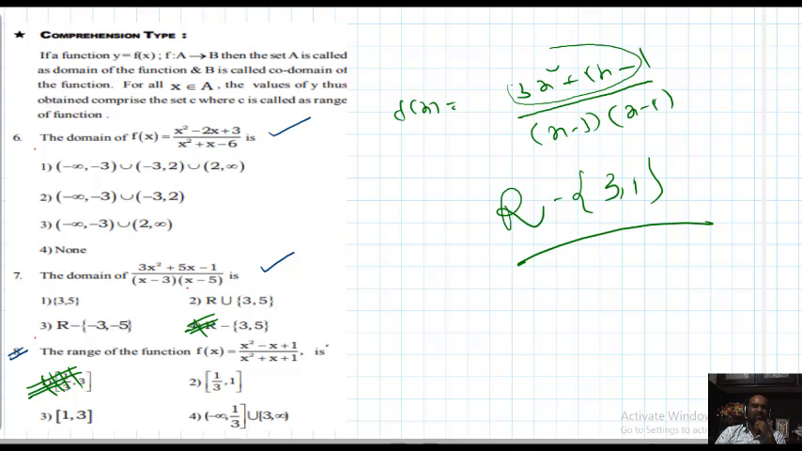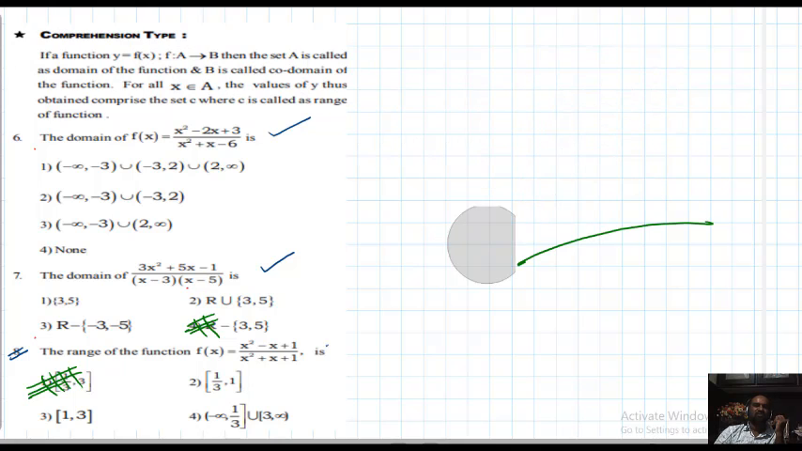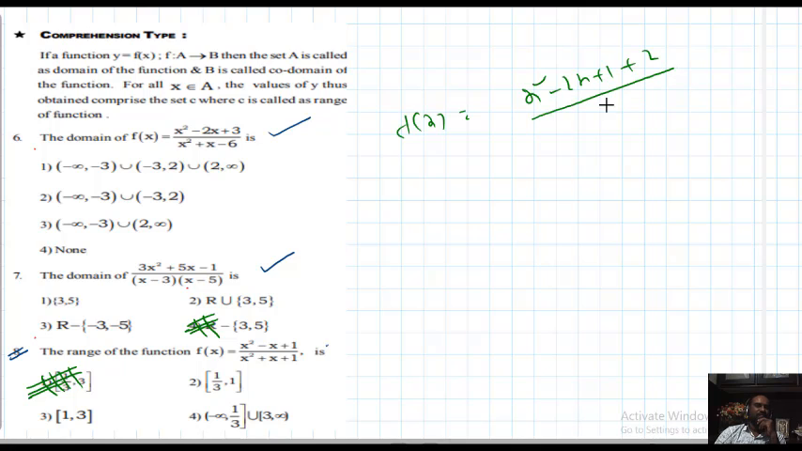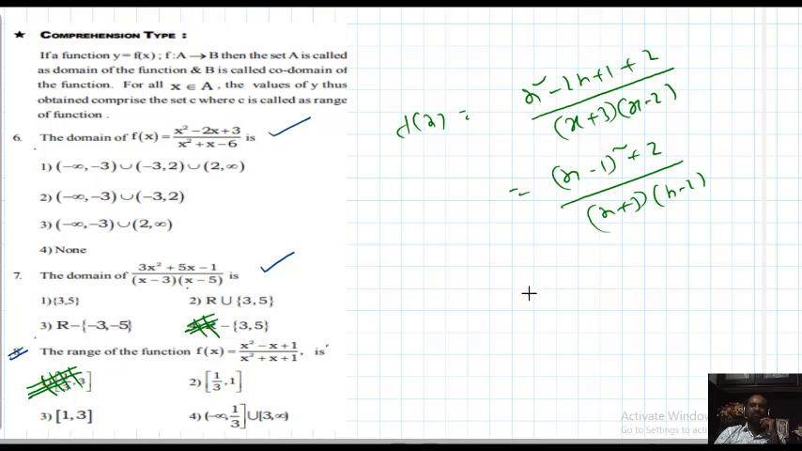Okay, I will move to the option 4. So first one, f of x is given as (x² minus 2x plus 1 plus 2) over the denominator, which I can write by its factors as (x plus 3)(x minus 2). The numerator is (x minus 1)² plus 2, over (x plus 3)(x minus 2). So this is defined when x is not equal to minus 3 and 2. That's why the domain is all real numbers except minus 3 and 2.